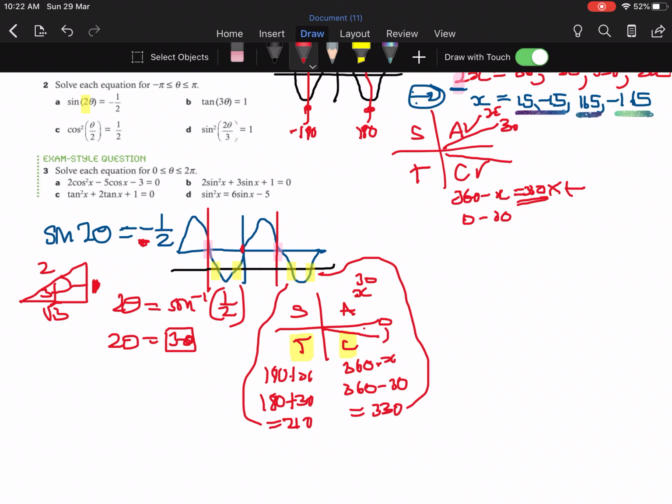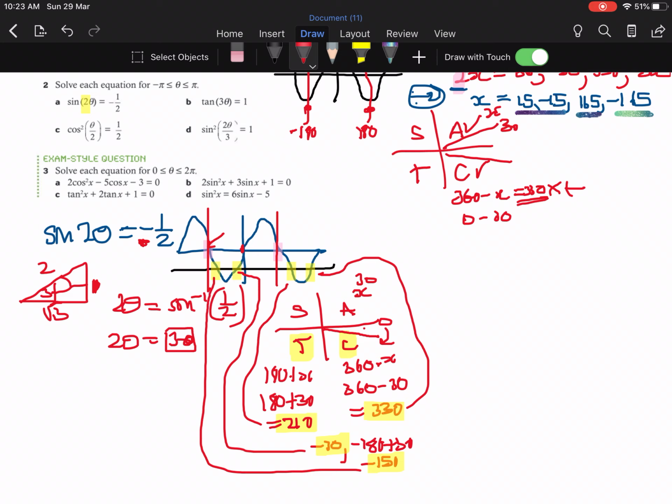So if this is 0, for negatives I go in this direction. So I'm going to have negative 30. And then this one here is the negative 180 line, and it's just to the right of it. So the other one's going to be negative 180 plus 30, which is going to give me negative 150. So the 4 angles which I've stated are there. I hope by drawing these lines I'm not confusing you. So those are the 4 angles I've just calculated.